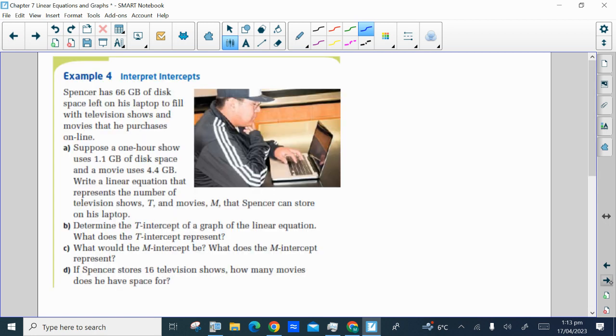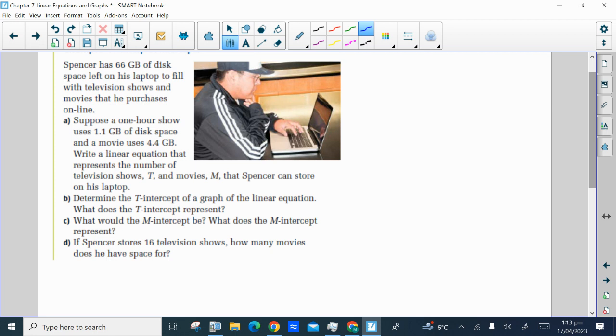On the next page, Spencer has 66 gigabytes of disk space left on his laptop that he's going to fill with TV shows and movies. Suppose a 1-hour show uses 1.1 gigabyte of disk space, and a movie uses 4.4 gigabytes. Write a linear equation that represents the number of TV shows T and the number of movies M that Spencer can store on his laptop.